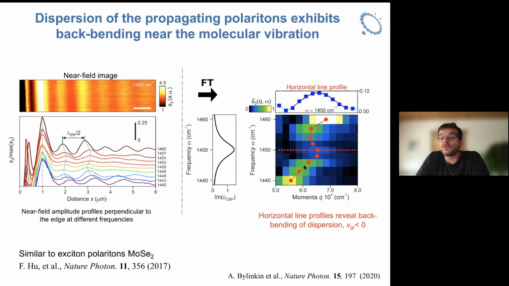And that way we trace the polariton dispersion. We see here that the polariton dispersion is increasing. That's what we would expect for hexagonal boron nitride phonon polaritons. But once we cross the molecular vibration here at 1450 wave numbers, we see this so-called backbending.